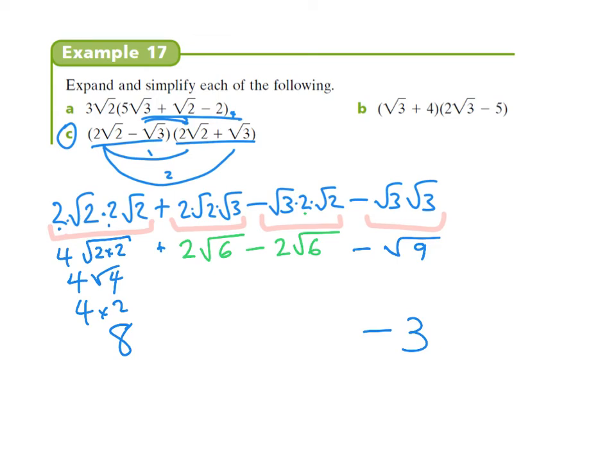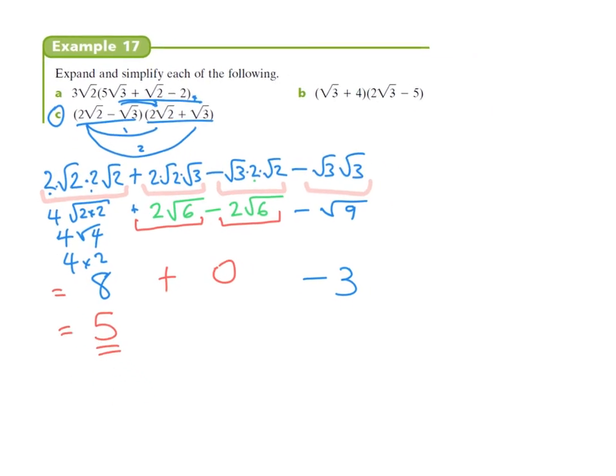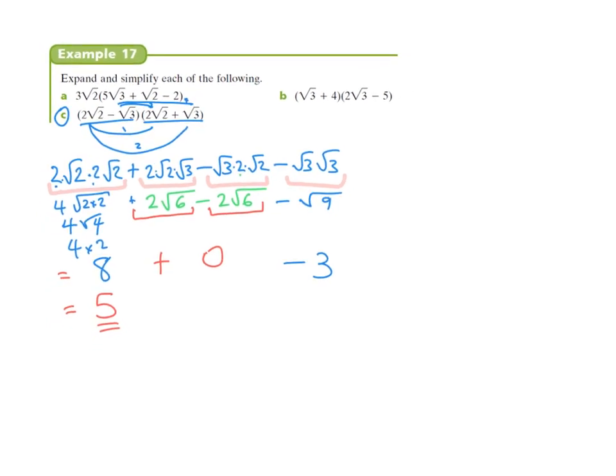Now, this one here, I just want you to have a look at it. We have positive 2 square root 6, take away 2 square root 6. So those are cancelling each other out. So that one there is like a plus 0. Okay, so that's what's happened there. And if we now take the last step, 8 take 3 is 5. That's our final answer. In the worked example in the actual textbook, this is what they do for that one.